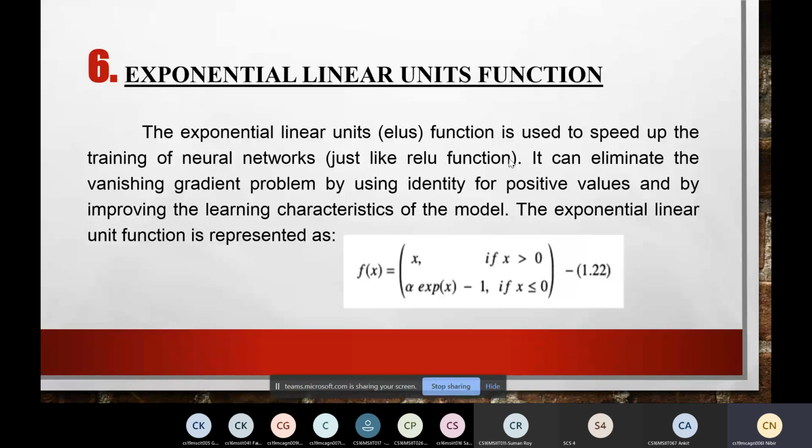Moving to the last one, the sixth one, the exponential linear unit function. The exponential linear unit function is used to speed up the training of neural networks. It can eliminate the vanishing gradient problem by using identity for positive values and by improving the learning characteristics of the model. And these functions have negative values that push the mean unit activation closer to 0, thereby reducing computational complexity and improving the learning speed. This function is an excellent alternative to the ReLU function. It decreases bias shifts by pushing mean activation towards 0 during the training process.